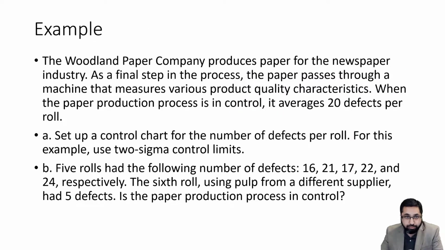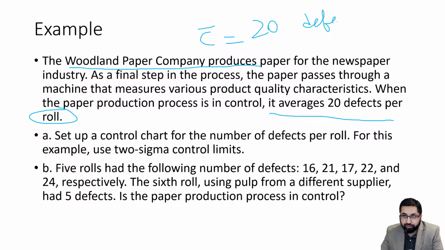Okay, so there's a paper company that produces rolls of paper, I believe. So you get 20 defects per roll on average when the process is in control. So that's your C bar. C bar is 20 defects per roll.